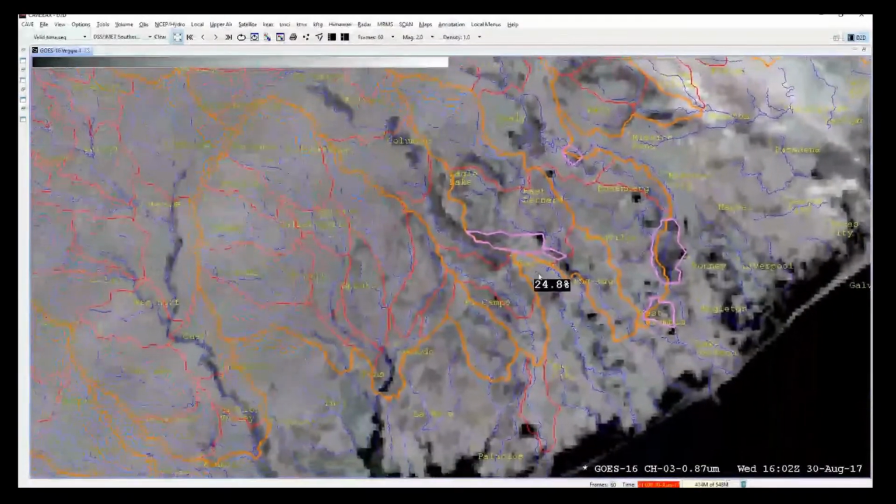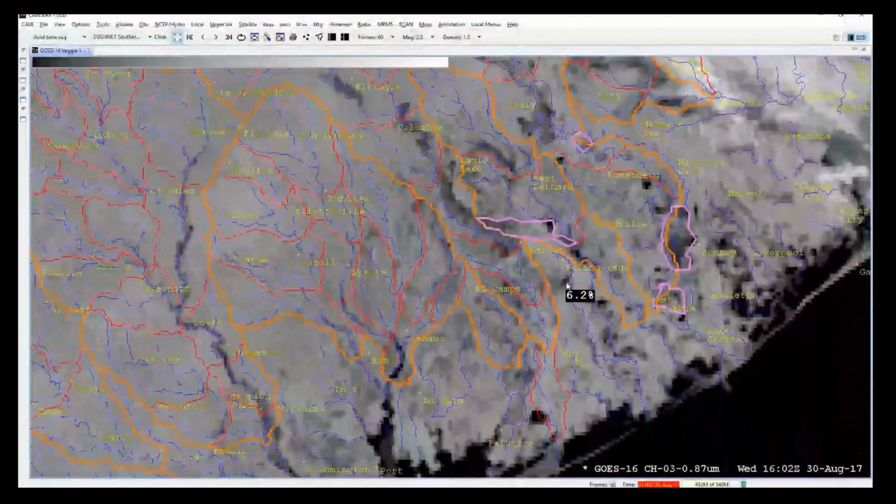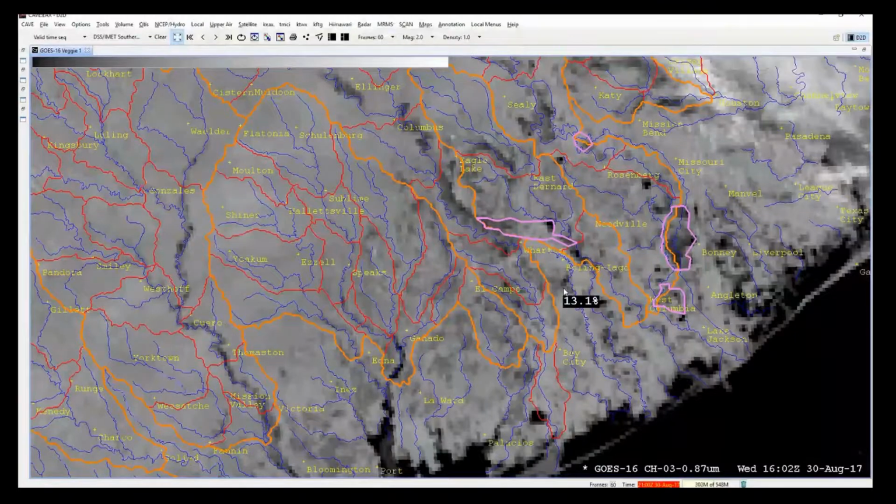Is there any other highlight? And the other kind of GOES thing is the clouds.